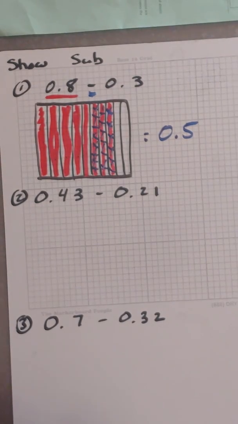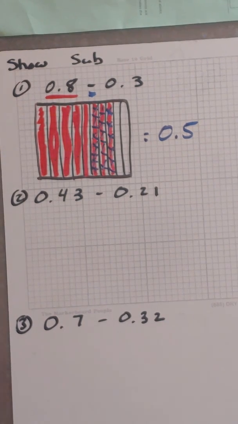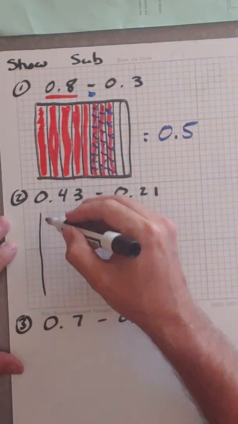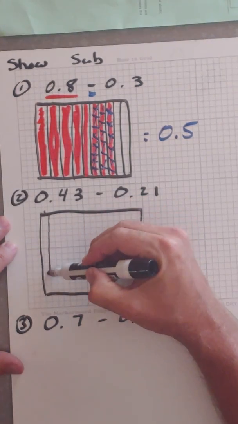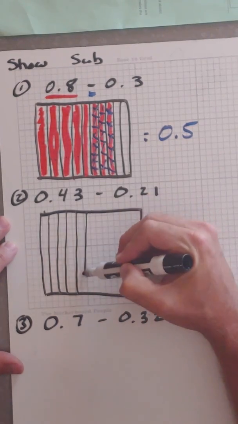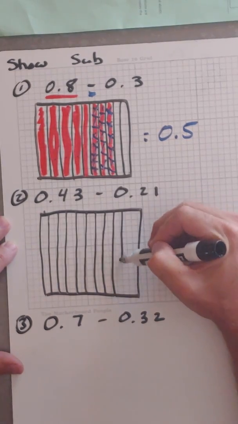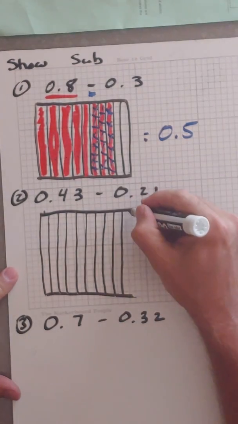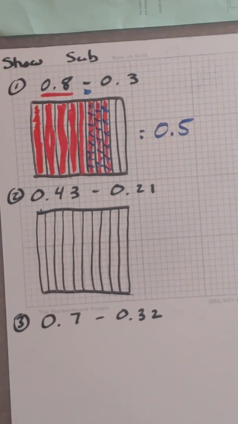So just like we did before when we were doing subtraction problems, we're going to take away what the second number is. Okay? So now look at this one, number 2. Again, I start with my rectangle. Break it up into tenths. 1, 2, 3, 4, 5, 6, 7, 8, 9, and 10. That last tenth is pretty big. Let me get that out of there a little bit. Better.